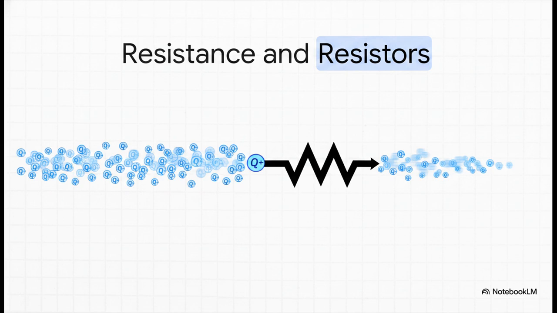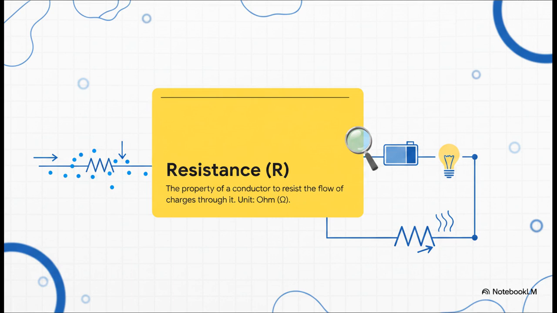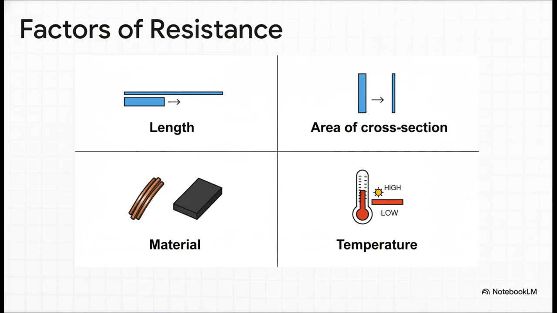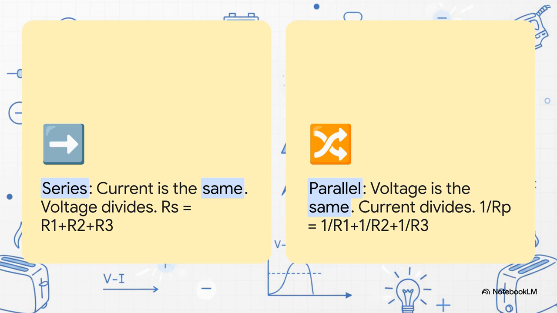If voltage is the push, resistance is the thing that slows it down. Basically, everything in a circuit has some resistance. It's the property that opposes the flow of current. And resistance isn't just random, you know? It actually depends on these four specific things. Now, we can connect resistors in two main ways, series or parallel, and they behave very differently.